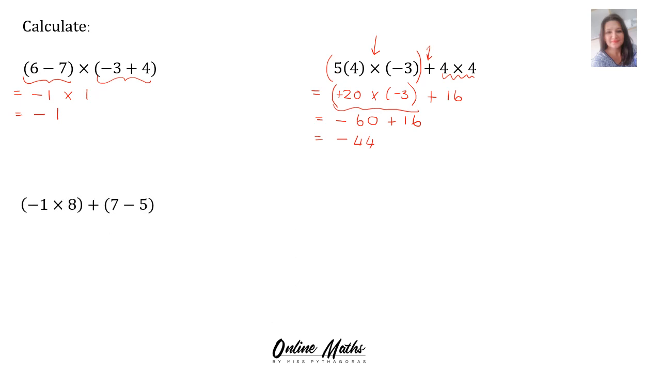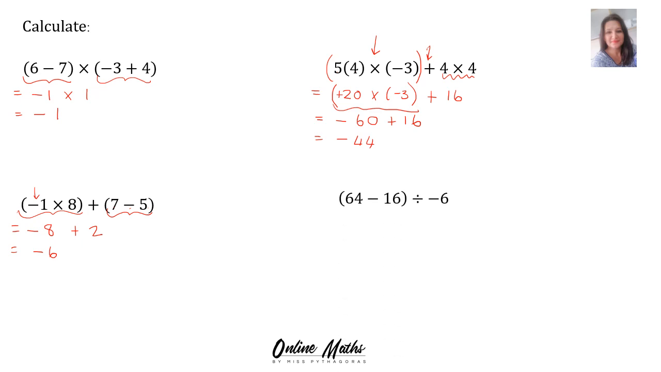On this one, the bracket joins negative 1 times 8. The plus separates, and this bracket 7 minus 5 is joined. So we can start here. A negative times a positive is a negative. 1 times 8 is 8. This plus is that plus. 7 minus 5 is 2. And then negative 8 plus 2 is negative 6. You owe me 8, you pay me 2.